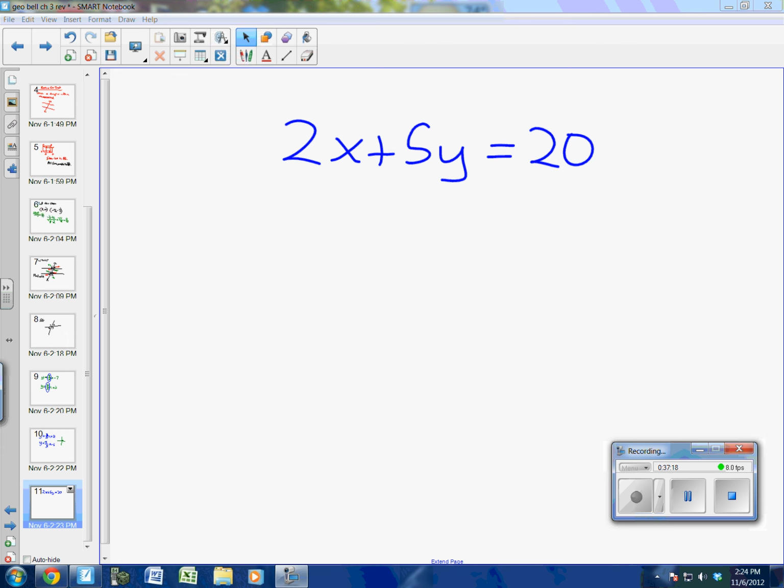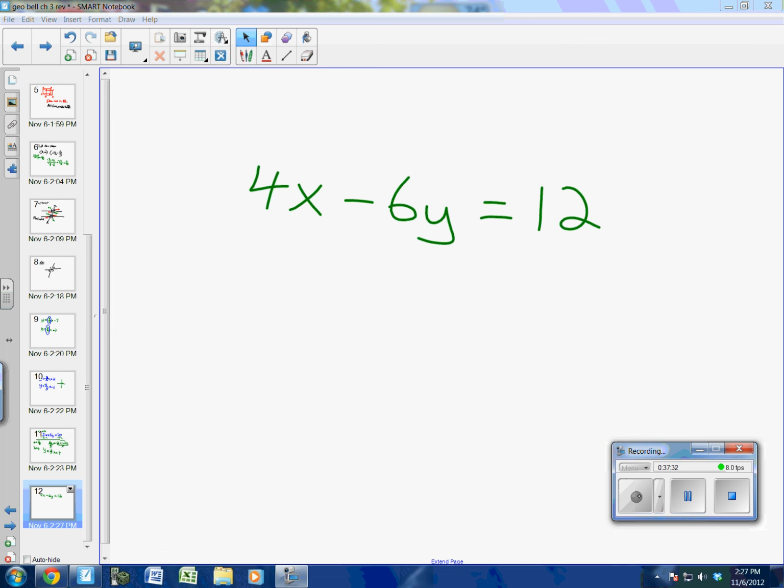Tell me the slope and y-intercept of this equation. Tell me the slope and y-intercept of this one. I keep forgetting to turn this thing off and on.